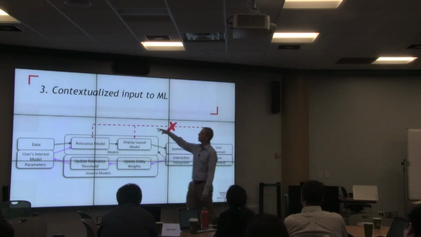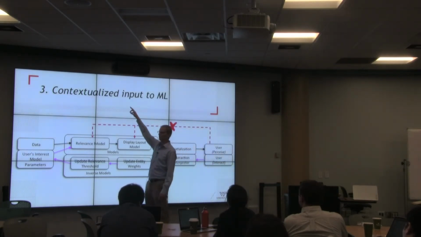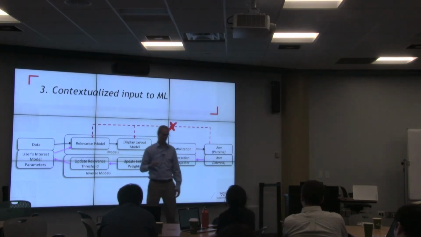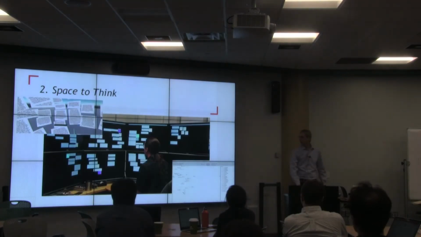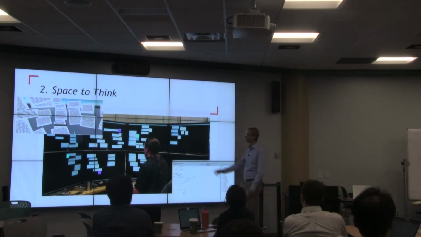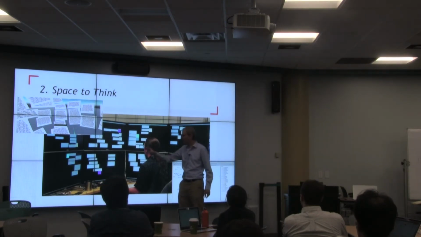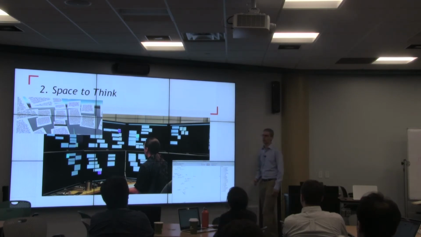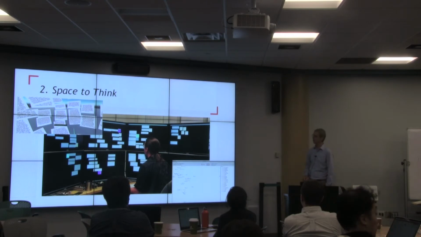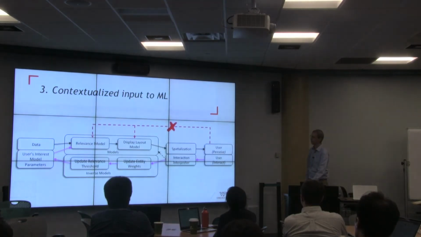Number 3 for how to deal with this high-level, low-level mismatch of input, from the arrow from the human to the algorithm, is this notion of contextualized input, right? So as the user is doing their space to think, and as they're interacting in that space of organizing the information, we're using those interactions to drive the algorithms, not some knob turning on low-level parameters that they don't understand. Okay? Contextualized input.